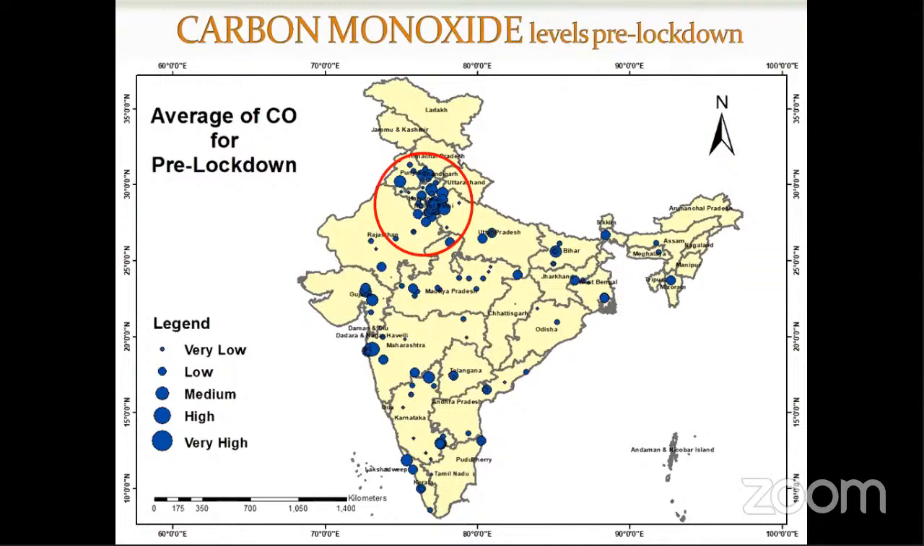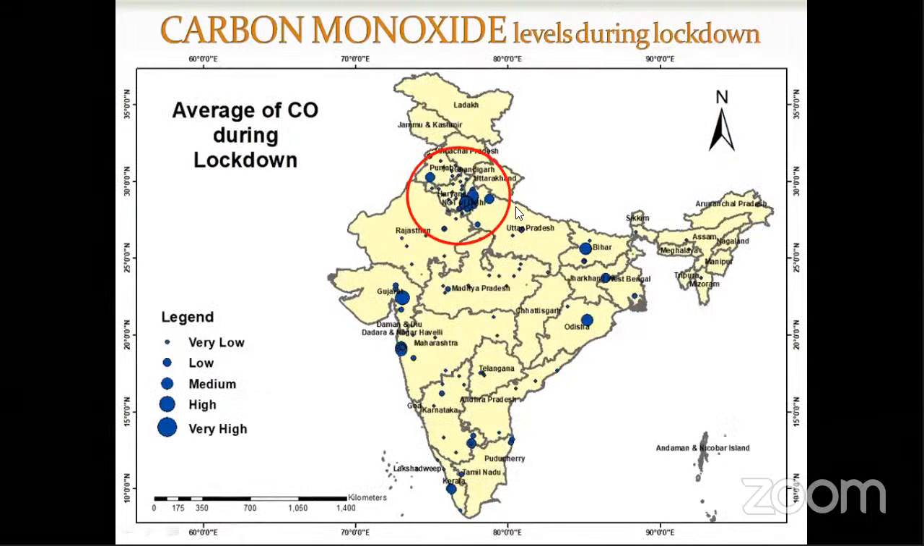The dot density analysis that was calculated for carbon monoxide clearly shows a high level of concentrated carbon monoxide during the pre-lockdown in the northern part of India, in Gujarat, then in Maharashtra, Mumbai, and in other parts of India, it is ranging from medium to high. However, during the lockdown, we can clearly see, even in the northern parts, it has reduced to a low to medium range. And in Gujarat, Maharashtra, and in other parts, it is also ranging from very low to medium.